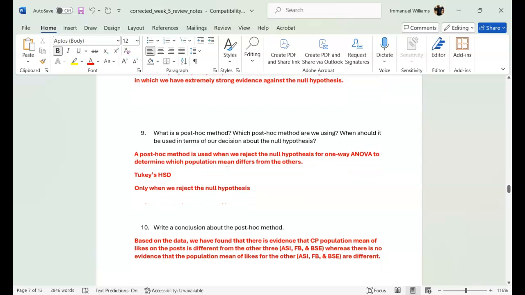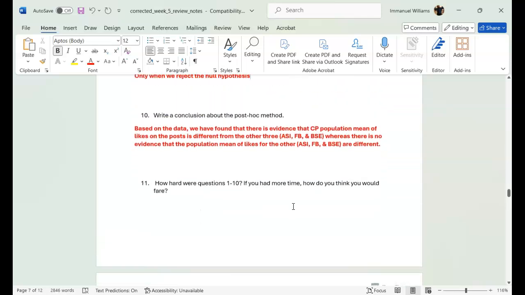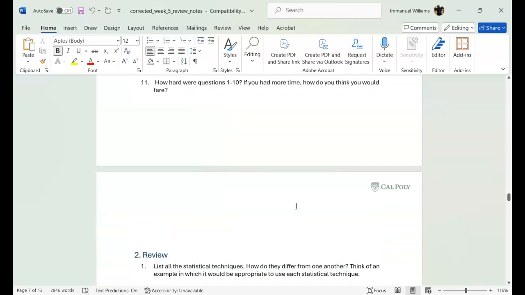Write a conclusion about the null hypothesis. So then here we go. Based on the data, we found that there is evidence that the Cal Poly population mean of likes on the post is different from the other 3, ASI, Facebook, and baseball. Whereas there's no evidence that the population mean of likes for the others, ASI, football and baseball, are different. That's just saying that football, ASI, and baseball are not different, whereas compared to Cal Poly's Instagram account, there is a difference in likes. Okay? How hard was that? You should tell me. Oh, wow. Oh, okay, so that's good.